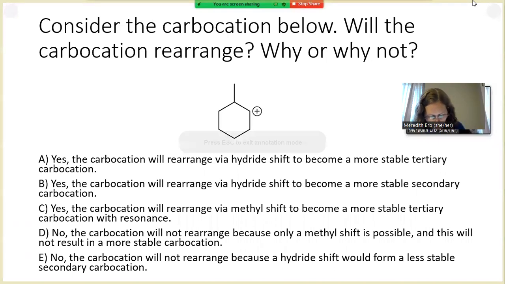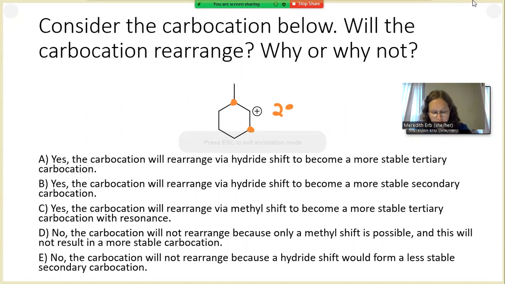First off, let's recognize that we're dealing with a secondary carbocation right now. Secondary carbocations can become more stable. They can become a tertiary carbocation, or they could become a secondary carbocation with resonance. So we could definitely make this more stable.